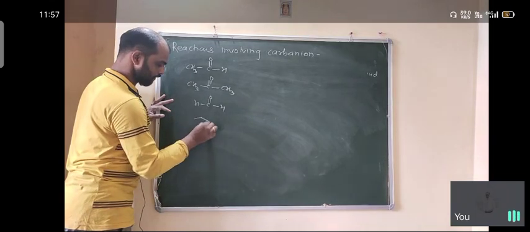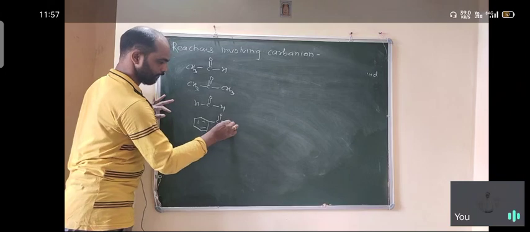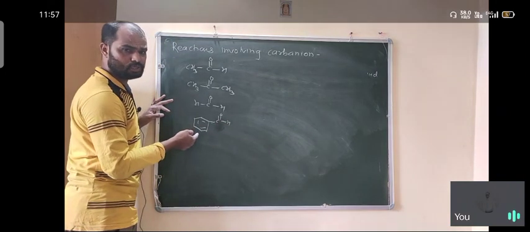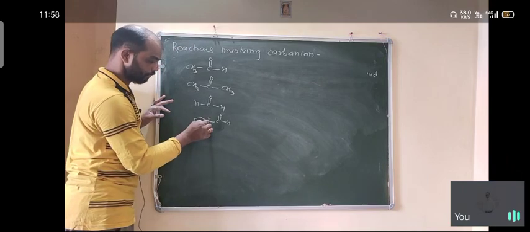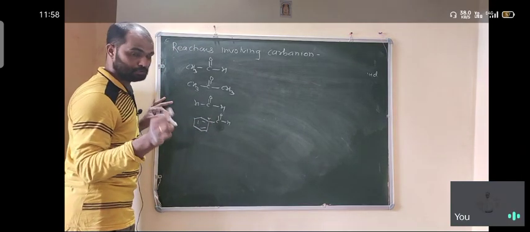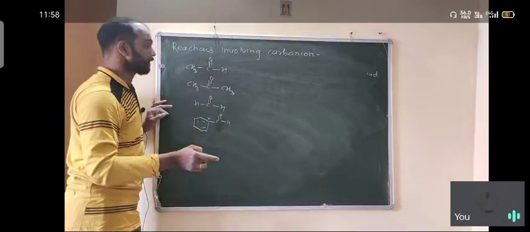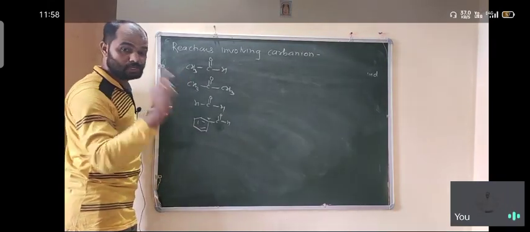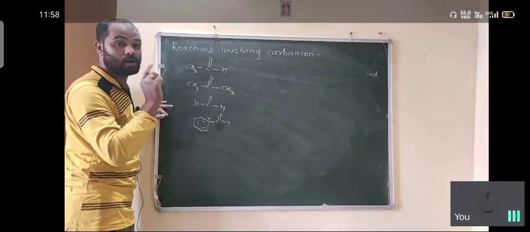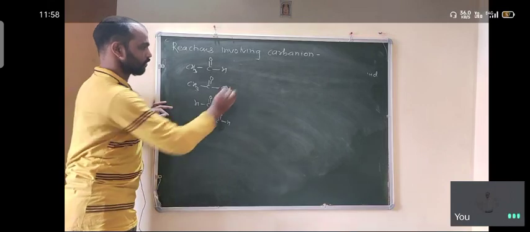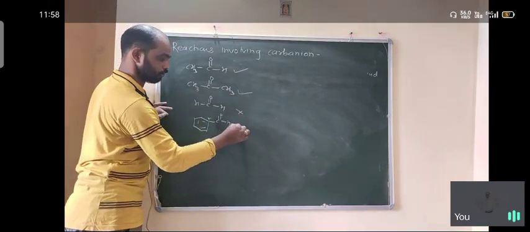Suppose we consider benzaldehyde. Does this benzaldehyde undergo aldol condensation? No, because this is the alpha position, and on the alpha position there is no carbon, no hydrogen. It means the condition for the aldol condensation reaction is that the carbonyl compound, meaning aldehyde and ketone, should have the alpha hydrogen atom. So this undergoes aldol condensation, this undergoes aldol condensation, but these two do not.